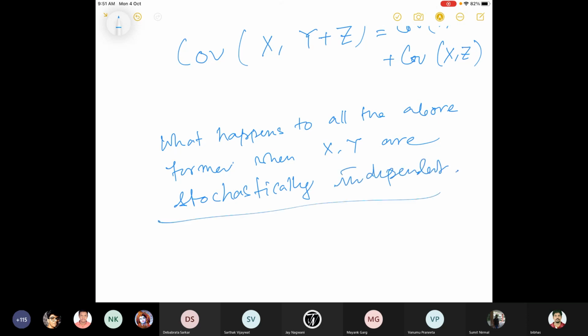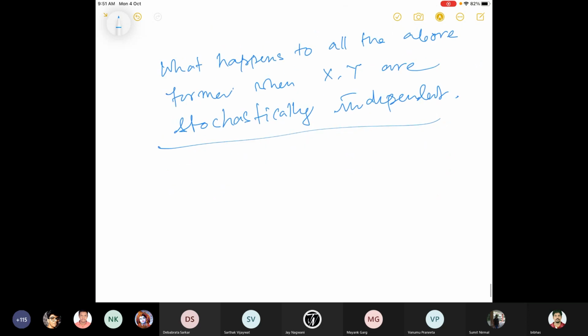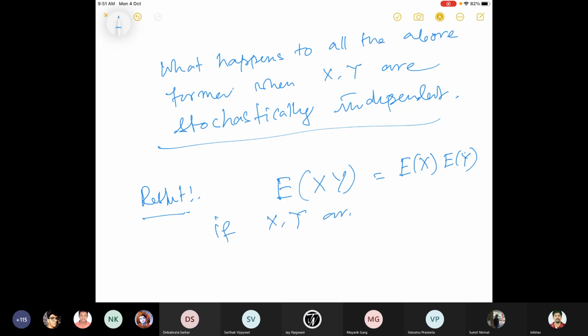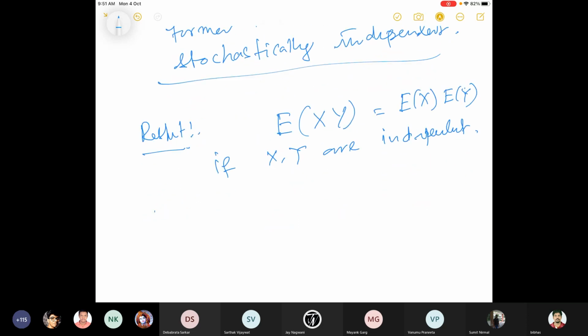First, let us talk about the product moment formula. First result: if x, y are independent, the product moment will be the product of the expectations, and hence the covariance will be equal to 0. Why? So what is the proof?